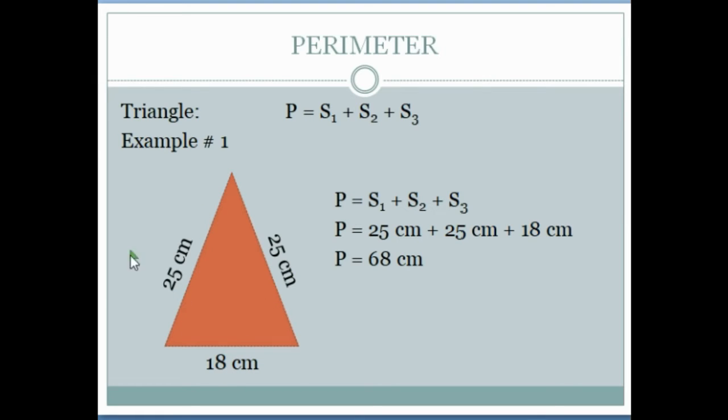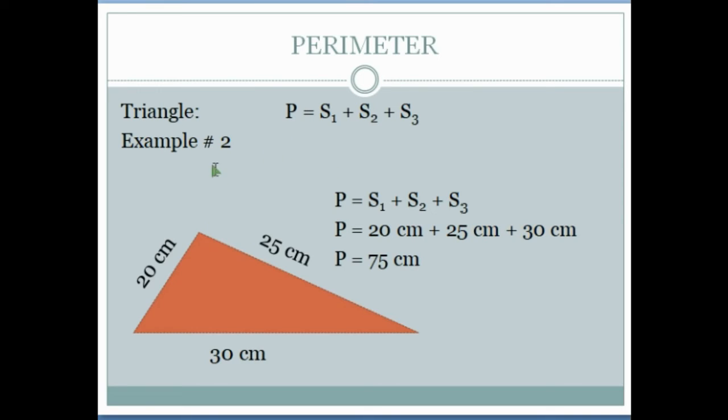So let's say that this will be our first side. So you have 25 centimeters. This will be our second side, which is 25 centimeters again. Then this will be our third side. So 18. So ang gagawin nyo lang is pagsasama-samahin nyo yung tatlo. You have 25 plus 25 is 50 plus 18, you have 68. Then yung unit na gagamitin natin is centimeter.